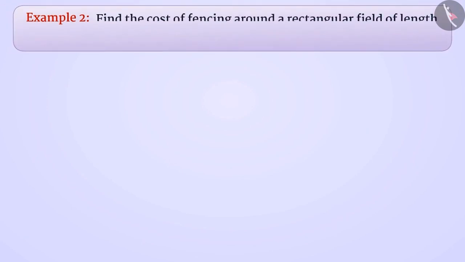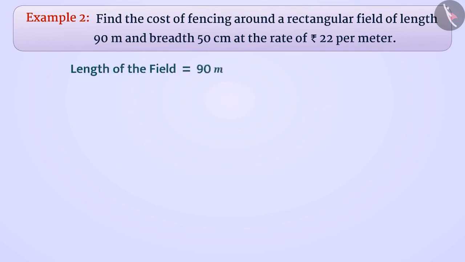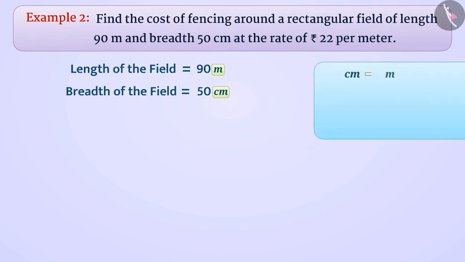Next example. Find the cost of fencing around a rectangular field of length 90 meter and breadth 50 centimeter at the rate of rupees 22 per meter. We are given that the length of the rectangular field is 90 meter and the breadth is 50 centimeter. Some children do not pay attention to the units of measurement. For example, here the measurement of the length is stated in meters, whereas the breadth is stated in centimeters. So, in order to make the units of measurement the same here, we will convert centimeters to meters.